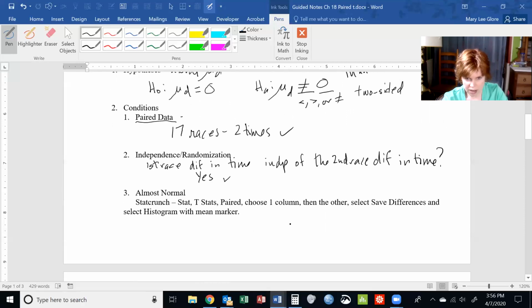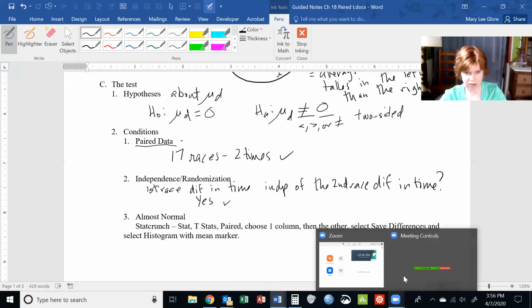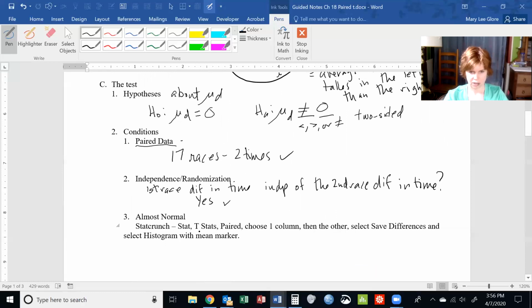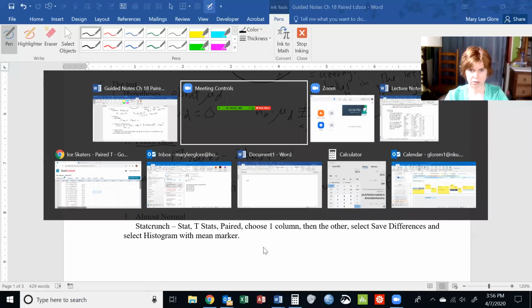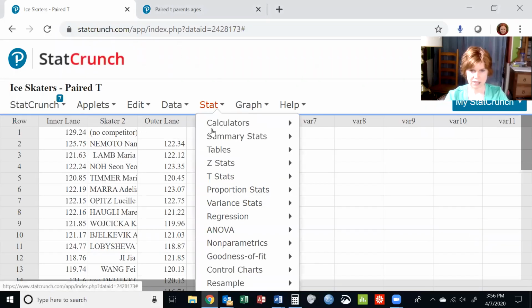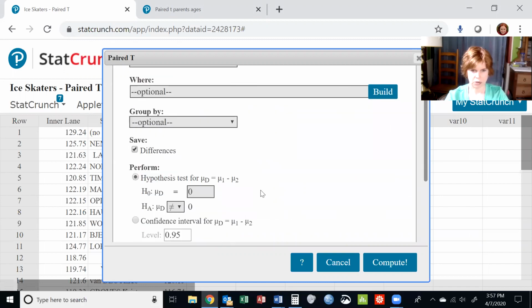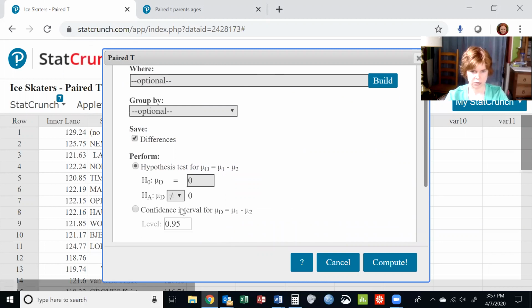In order to do that, I have to have a histogram of the differences. So here we're going to run StatCrunch, and here are the directions for doing that. I'm going to do that also in actual StatCrunch. I'm going to click Stats, T-Stats, and this time I've got paired data. I'm going to put the inner lane in here, the outer lane here, and I'm going to save the differences just to show them to you, but I don't really need to. Here are my hypotheses, mu d equals 0, and we are doing a 2-sided test, so not equal to is fine.